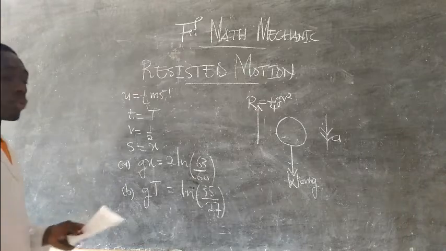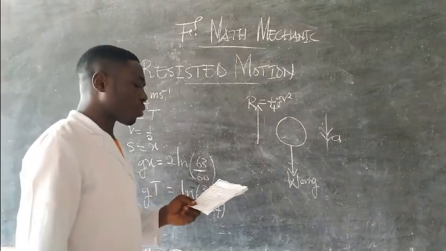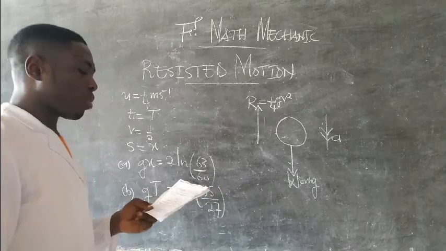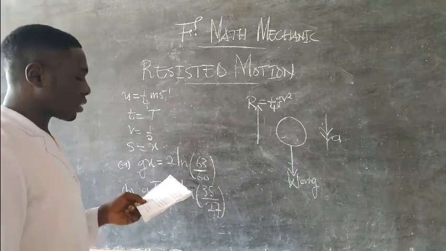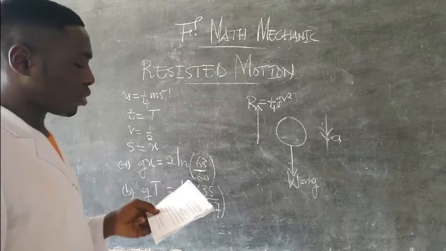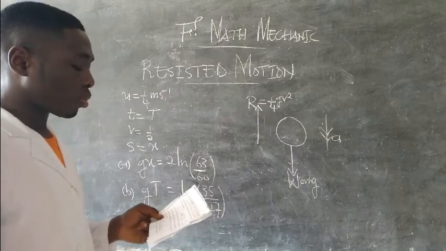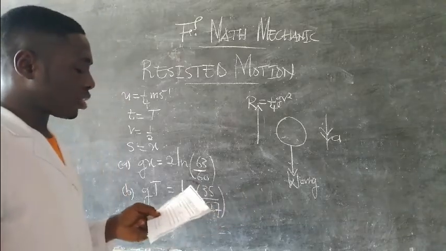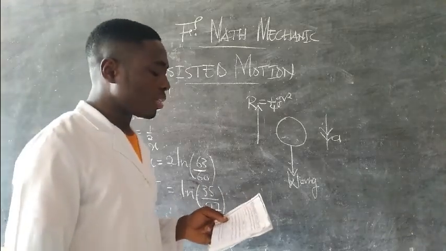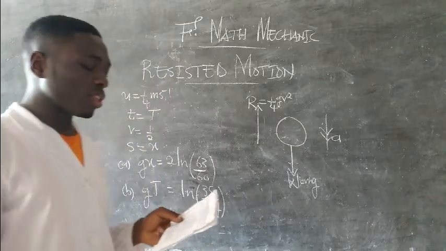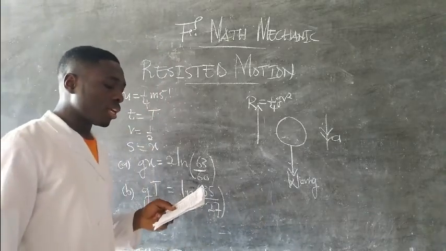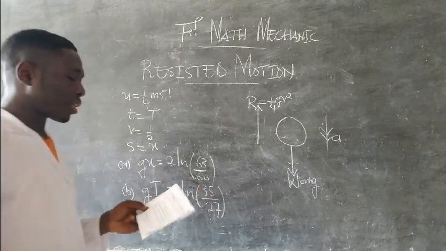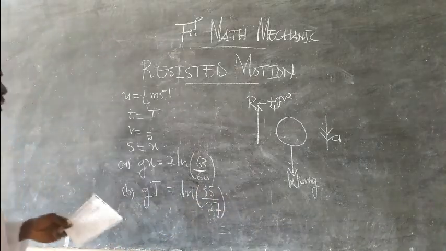So I'll just take the question once more. It says a particle of unit mass is projected with speed 1/4 meters per second, vertically downwards in a medium which exerts a resistance of magnitude, sorry, 1/4 GV squared newtons, where V meters per second is the speed of the particle and G is the acceleration due to gravity. When small t equals capital T seconds, V equals half meters per second, and the particle has fallen a distance x meters. Show that A and B.